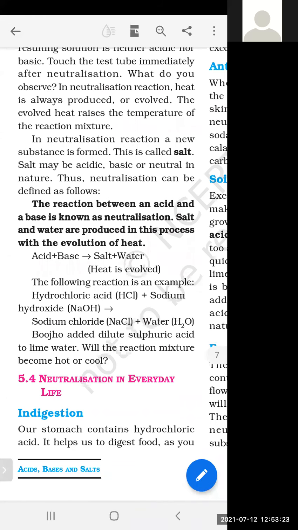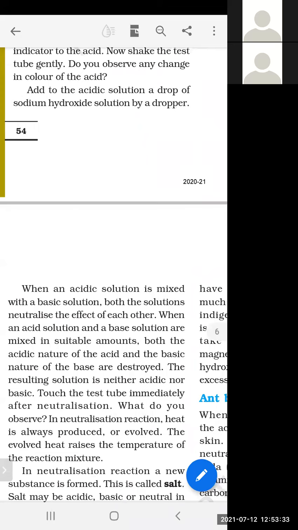Bujo added dilute sulfuric acid to lime water. Will the reaction mixture become hot or cool? So students, these are neutralization. This is neutralization.